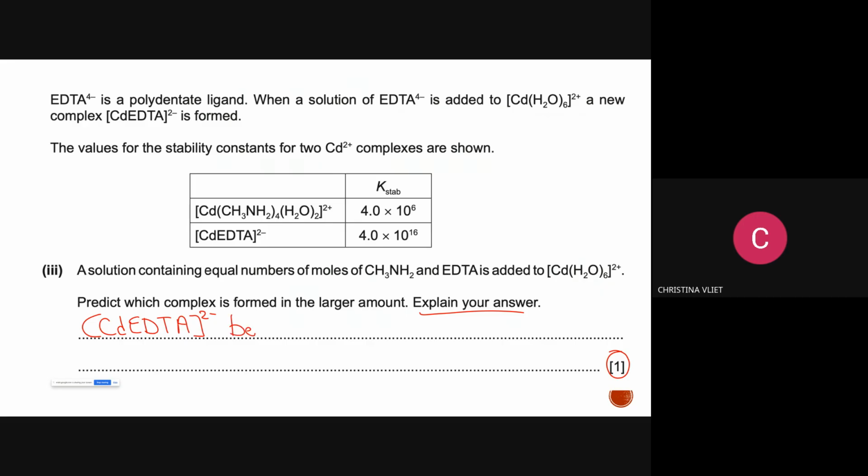Because it has a larger K-stab value. So the concept that they're testing is understanding that this is more stable. It's a more stable complex, so it's more likely to be formed. And the smaller number is less favorable. So you compare the two values to say which one is predicted to be formed.